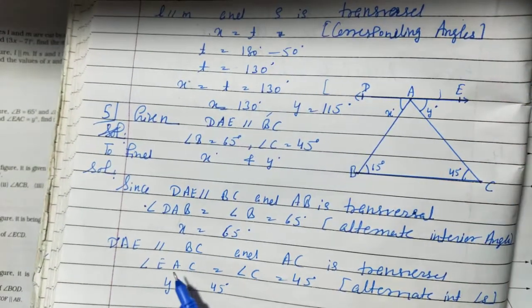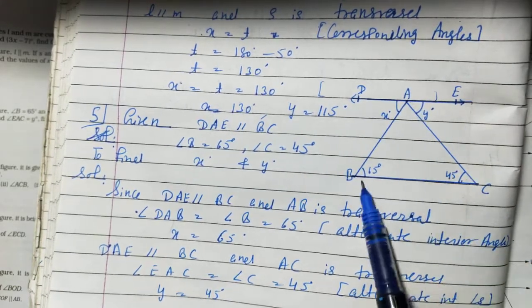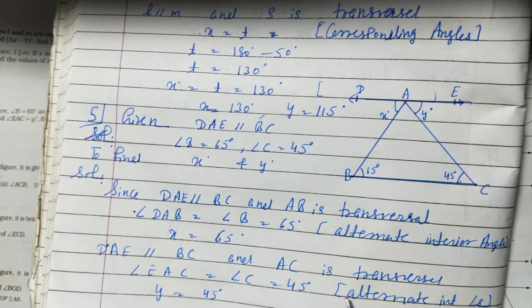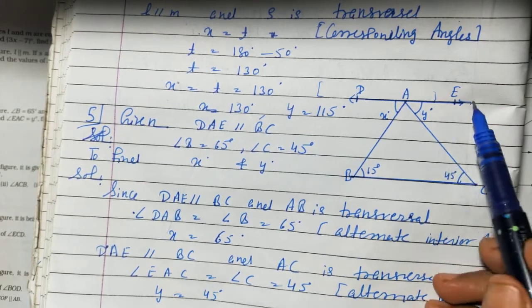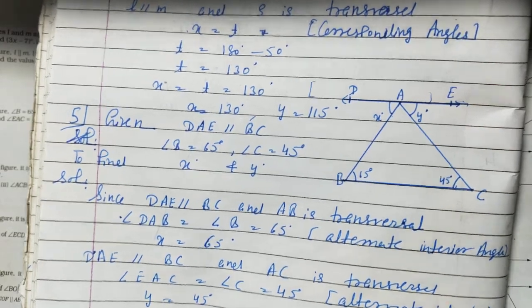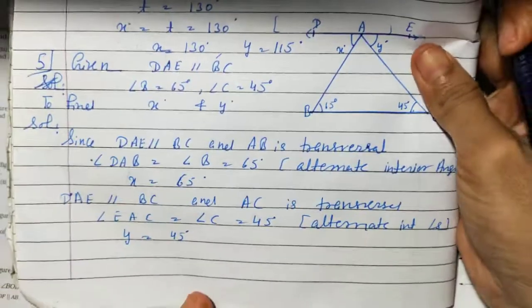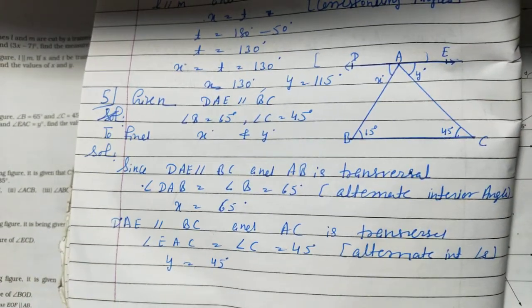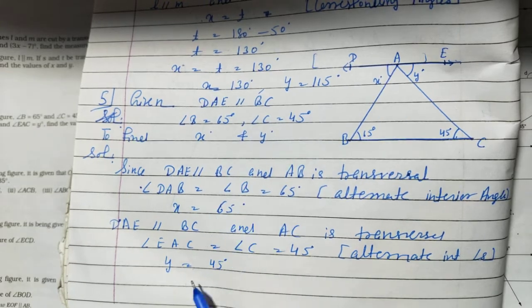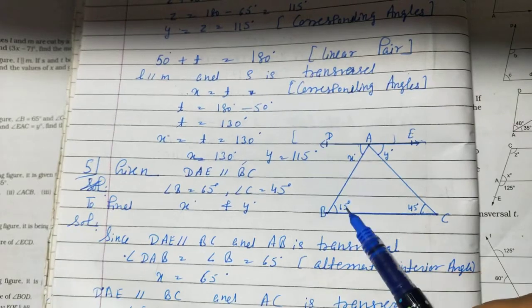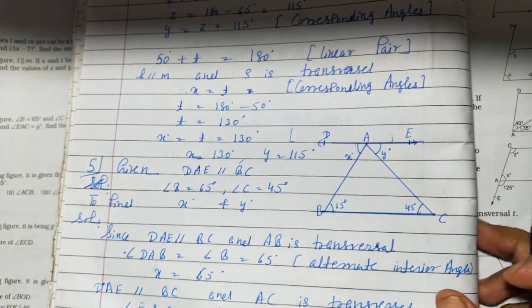Similarly, DAE is parallel to BC, same line, but right now we are taking a different transversal. Considering AC as transversal, angle EAC is equal to angle C is equal to 45. Reason again, alternate interior angle. EAC means Y. Y is equal to 45. Hence we have found angles X and Y as 65 and 45. Okay class? You can directly see X 65 and Y 45, alternate interior angles.